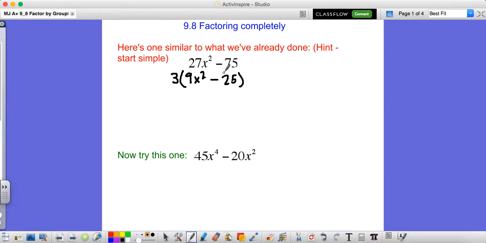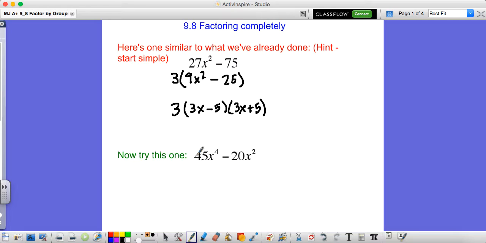So now we need to ask, is this completely factored? And the answer here is no. We have 9x squared minus 25, and this is a difference of two perfect squares. This is what we saw in 9.7. So 9x squared minus 25 is 3x minus 5 times 3x plus 5. Now we can't factor any more of these pieces out anymore, so we are done. This is factored completely at this point.